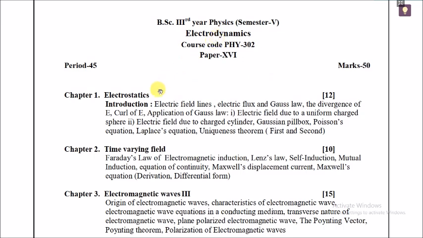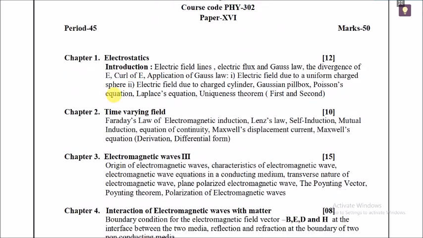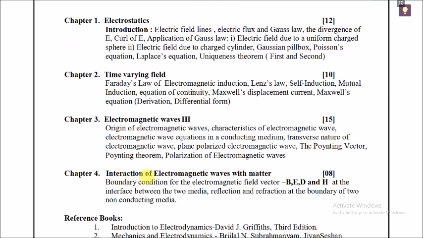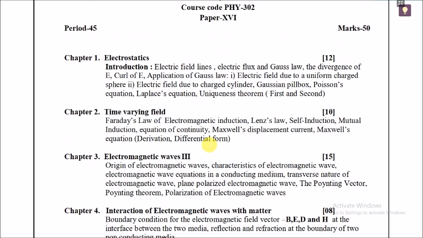In this we have four chapters. First, electrostatics; second, time varying field; third, electromagnetic waves; and last, the fourth one, interaction of electromagnetic waves with matter. So initially, taking the first chapter, that is electrostatics.